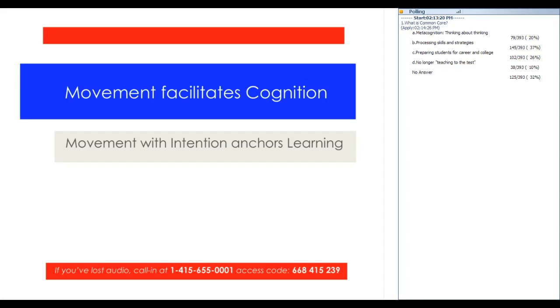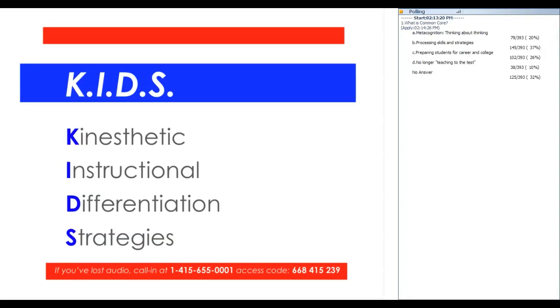Now look at those three words. Movement facilitates, makes cognition possible. Cognition is the act of thinking and the act of learning. But it needs to be movement with intention because that's what anchors the learning. For instance, I call it KIDS, kinesthetic instructional differentiation strategies, using our bodies in order to understand information, using our bodies to anchor information is KIDS.